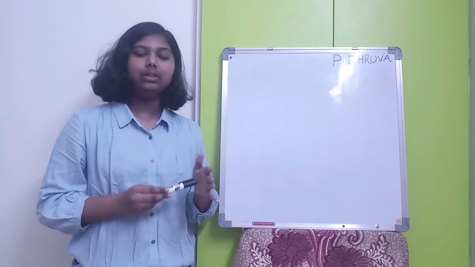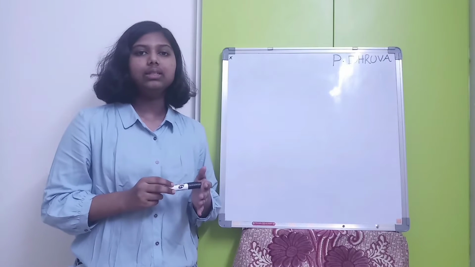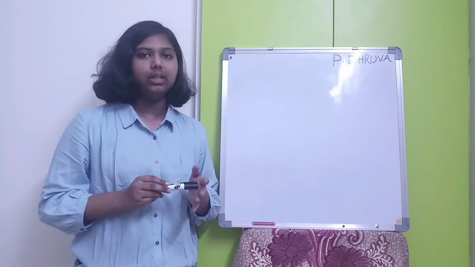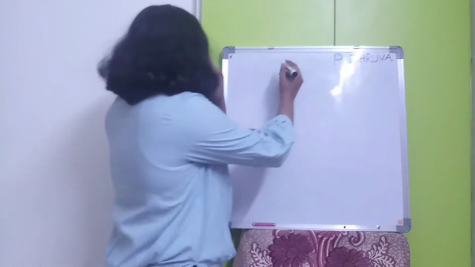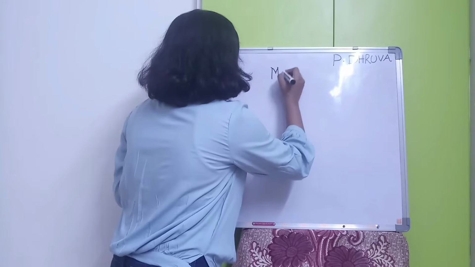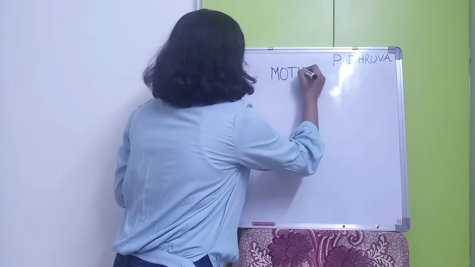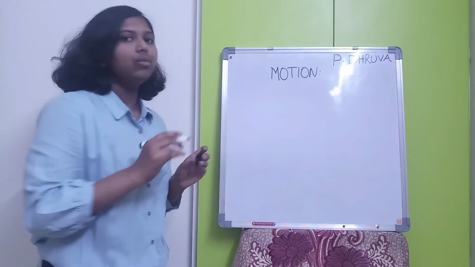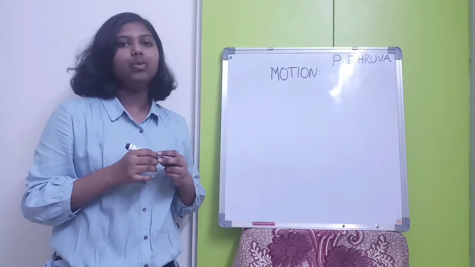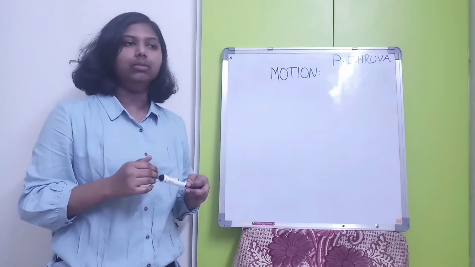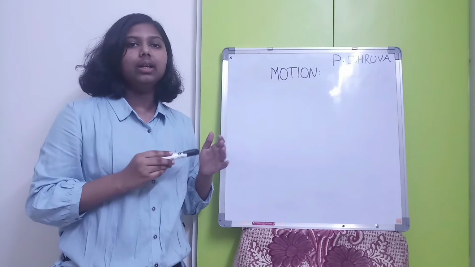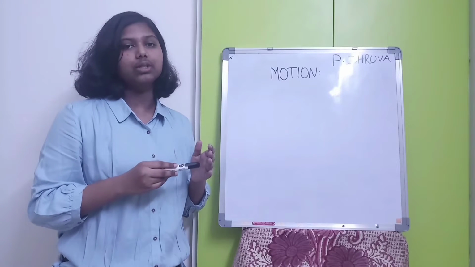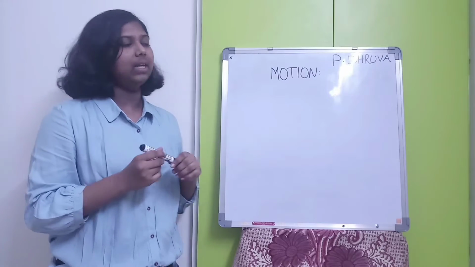Now, in this video, I will explain all the simple definitions of motion, displacement, distance, speed, and velocity. Let's start with motion. Motion is an action or process of moving an object or being moved. An object is said to be in motion when it moves from its original position with respect to its surroundings and time. Let's see an example.